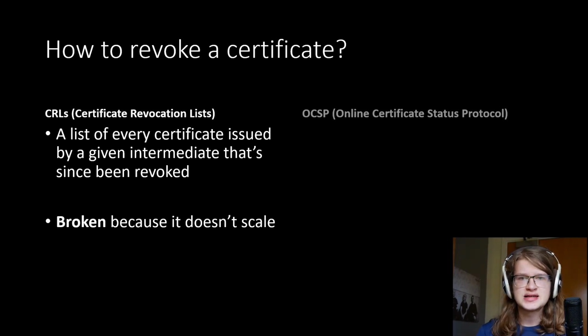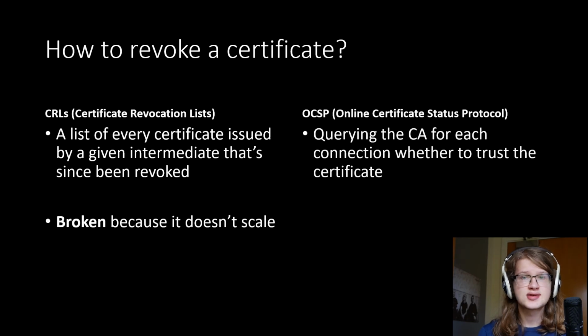The other way is OCSP, the Online Certificate Status Protocol. OCSP works the other way around. Instead of the CA giving a browser a list of revoked certificates, the browser asks the CA each time it connects whether a given certificate is revoked. This solves the size problem. However, both CRLs and OCSP have a fatal flaw.